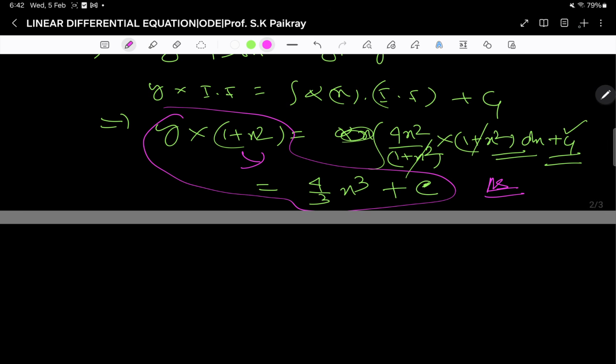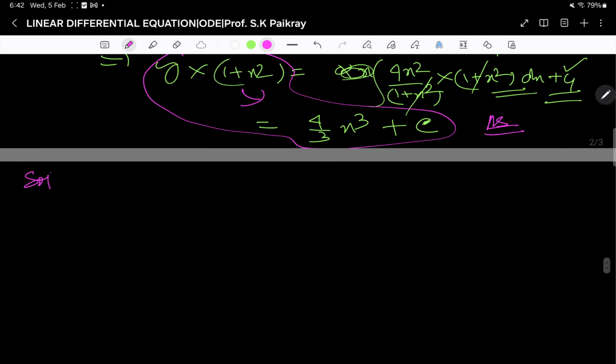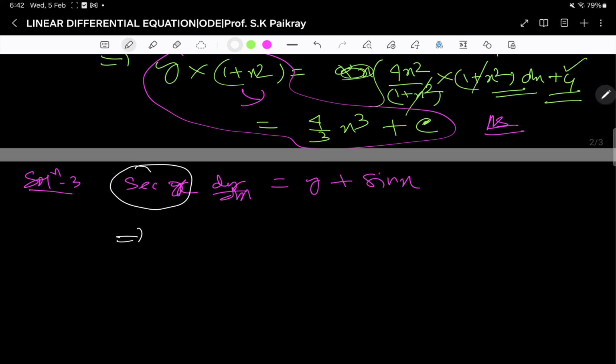Now coming to the third problem, solution 3. The question is sec x dy by dx is equal to y plus sin x. Similarly, as I have told you, we need to make this coefficient 1. We divide it, so dy by dx is equal to 1 by sec x, which is cos x, into y, plus sin x by sec x, which means sin x cos x.